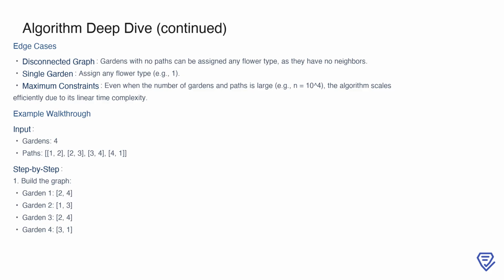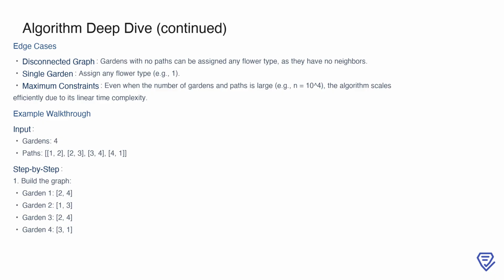For instance, if the graph is disconnected, meaning some gardens have no paths connecting them to others, these isolated gardens can be assigned any flower type since they have no neighbors to create conflicts. In the case of a single garden, we can simply assign it any flower type, such as 1. Even under the maximum constraints, where the number of gardens and paths is very large, for example, n equals 10,000, the algorithm remains efficient due to its linear time complexity.